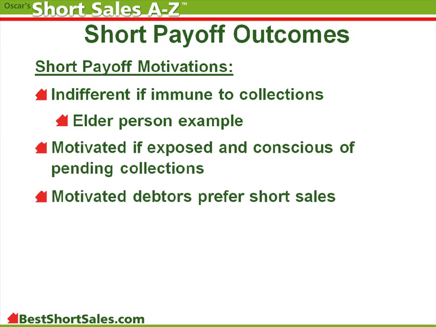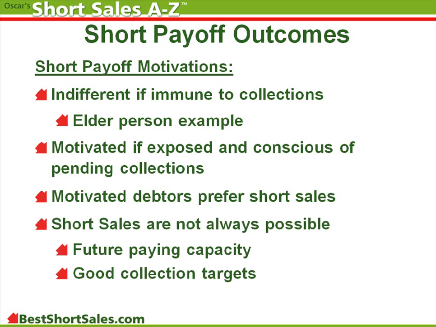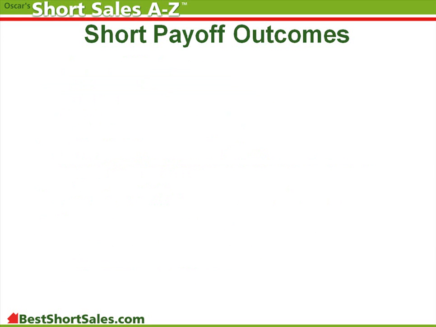Motivated debtors always prefer short sales. Who would not like debt forgiveness? Short sales are not always possible for debtors with future paying capacity. These individuals are good collection targets. Release of lien benefits. Good collection targets have no way to walk out of a debt.